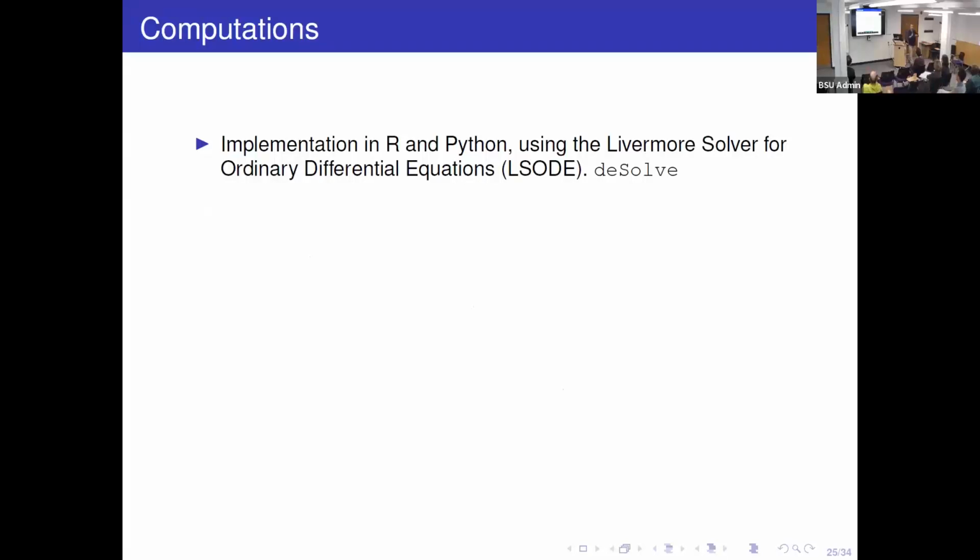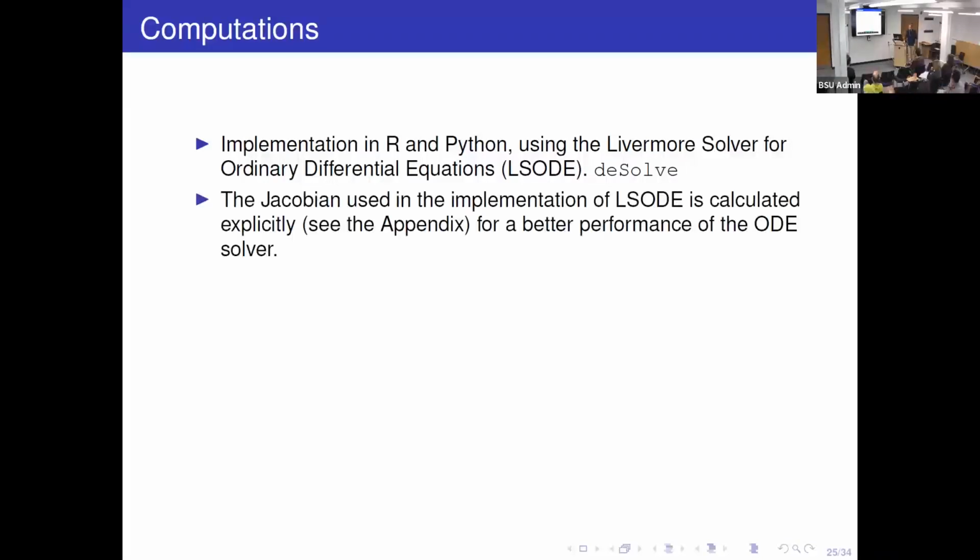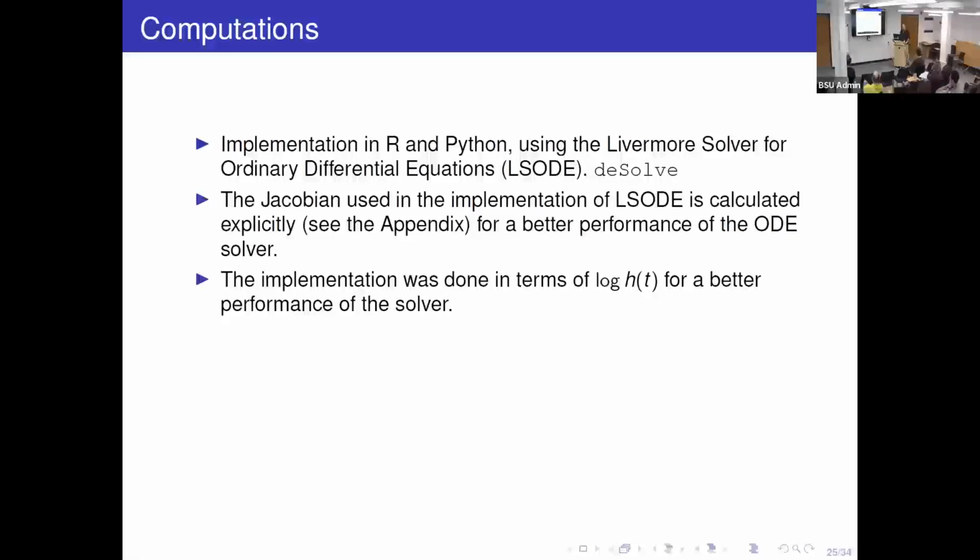Okay, so now we have the model. So how do we do the computations? I did the implementation in R, and my colleague did the implementation in Python. I have used this solver, LSODE, from the R package deSolve, and it is quite good, very fast and robust. The solver requires the Jacobian of your model. It allows you to either calculate that Jacobian numerically, but then that will add more errors, or to calculate it explicitly, and that's what we did. We calculated the Jacobian explicitly to avoid additional numerical errors.